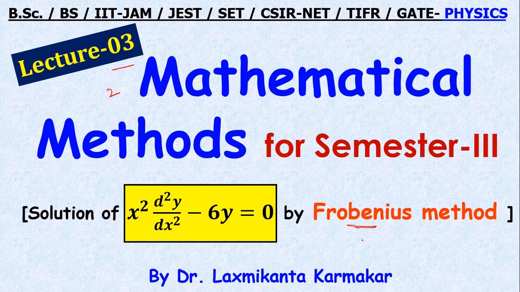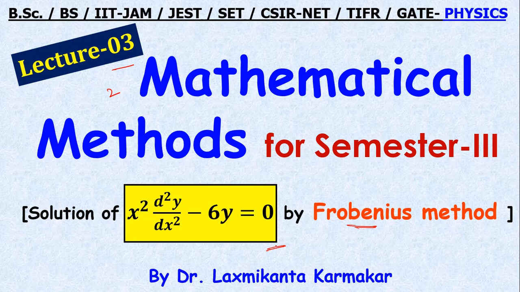In the last class, in lecture number 2, we gave you a homework. In this homework, we gave this equation, x square d2y dx square minus 6y equals to 0, and another one was x dy dx minus 6y equals to 0. These two homework problems were given, and we said that in the next class we will discuss the solution of these equations. So let's start with the solution of this equation.